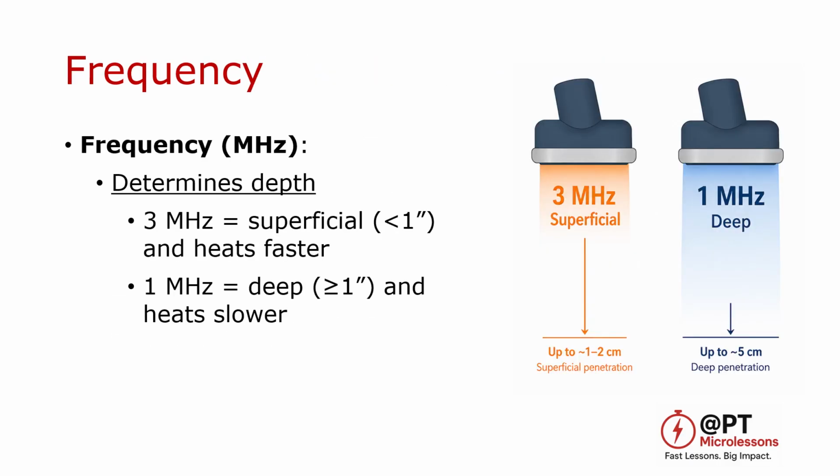Let's start with frequency. It is important to remember that frequency, not intensity, determines the depth of penetration. 3 MHz targets more superficial tissues, typically less than 1 inch deep, and heats faster. 1 MHz targets deeper tissues, typically 1 inch or greater, and heats more slowly. So frequency selection depends on the depth of the target tissue.